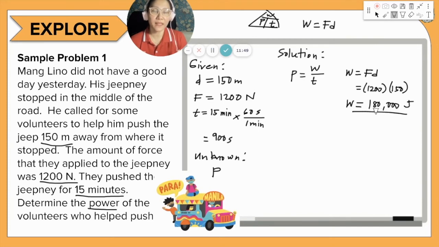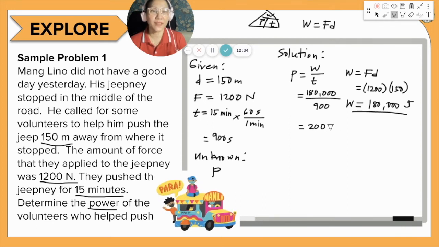This is not yet the final answer. What we are looking for is power, right? So we just input this value into the power formula. This will just be equal to 180,000. I don't need to put the unit, but of course you can always do that, divided by time. And the time that we have solved for is 900. Right now you can actually solve this mentally, but if you want to be sure, you can always just use your calculator, and the answer would be 200. And then what would be the unit for power? If you said watts, then you are absolutely correct.